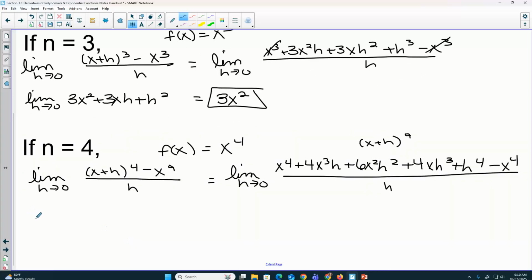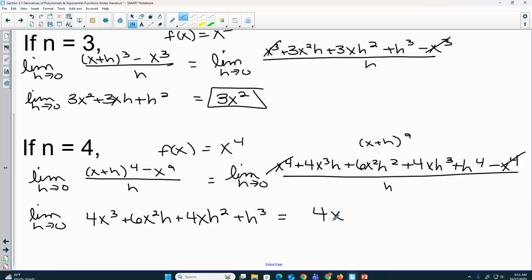What happens now? X to the 4th drops, and everything that's left can be divided by h, so we get 4x cubed plus 6x squared h plus 4xh squared plus h cubed. If I put in 0 for all my h's, we got 4x cubed, just like you guys predicted. Did everyone see the pattern? Do you get how they got the 4x cubed?